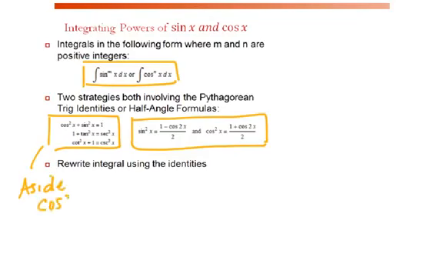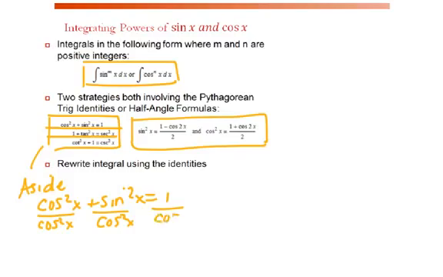Now, just an aside, everyone pretty much remembers cosine squared x plus sine squared x equals 1. But the second one, over teaching this course many times, I've seen this get mixed up. So I just want to show you, if you divide everything through by cosine squared, you will get the second Pythagorean identity. This is just 1 plus tangent squared x, which equals secant squared x. Hopefully that will help you to remember both of those identities, which we're going to be using quite frequently.